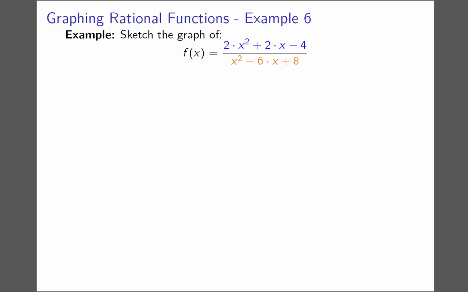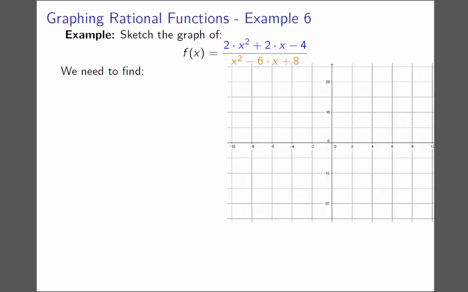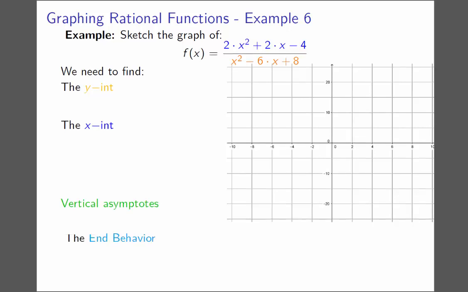In this example, we'll sketch the graph of the rational function 2x squared plus 2x minus 4 over x squared minus 6x plus 8. Like the other examples, we will need to find the y-intercept, the x-intercept, the vertical asymptotes, and the end behavior. To find the y-intercept, we need to look when x equals 0.